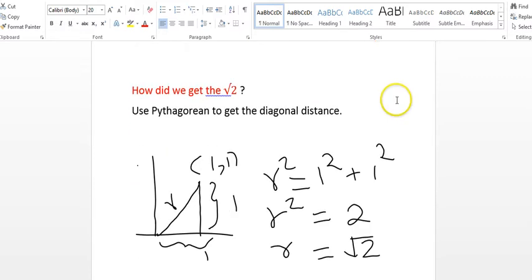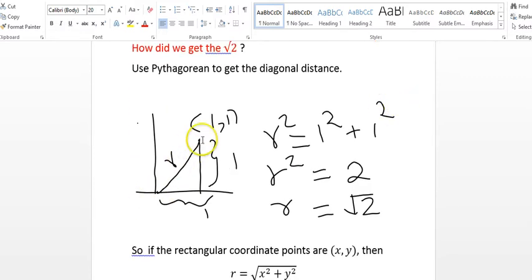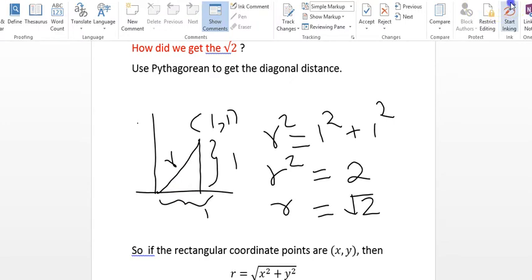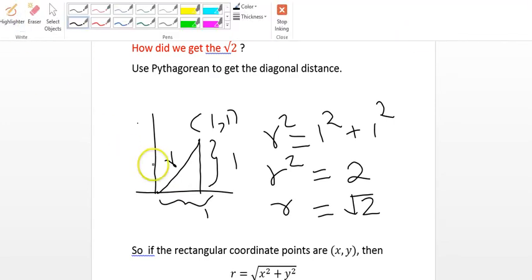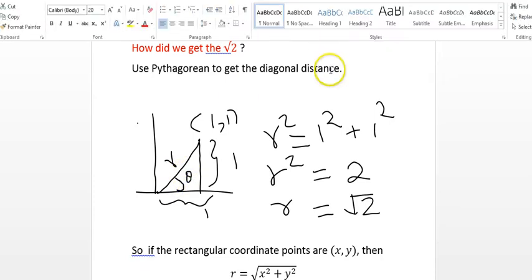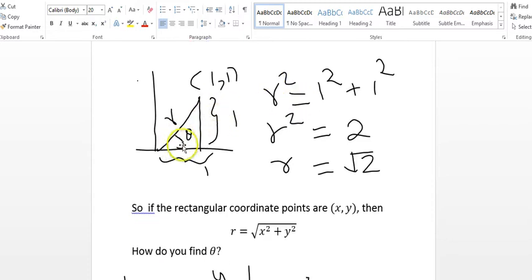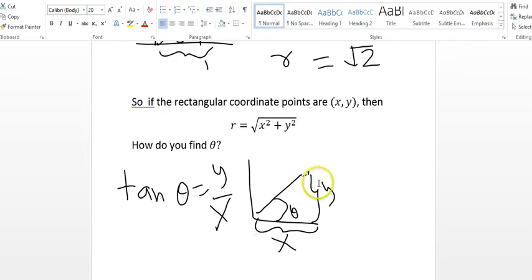Now how do we get the second polar coordinate? Well, you can use the same triangle, but now you can use trig. If you remember, tangent is opposite over adjacent. So let's call this angle theta. From this triangle we have tangent theta equal to opposite over adjacent, which is y over x, right?